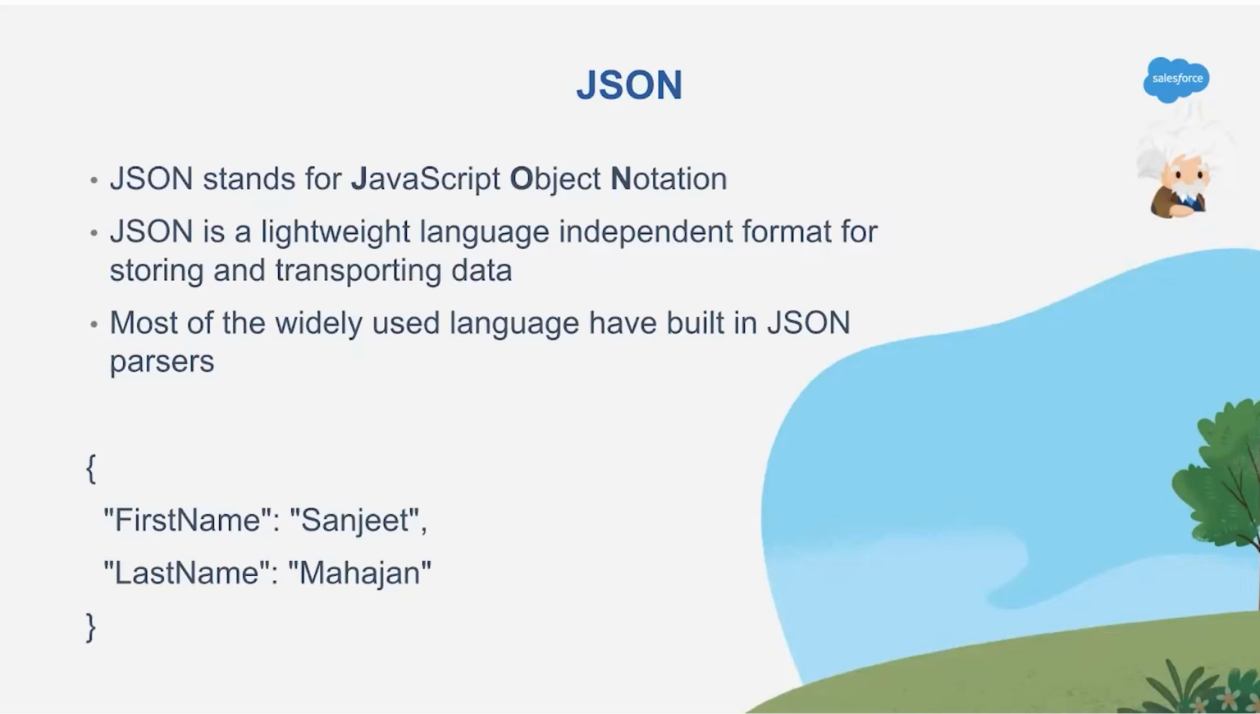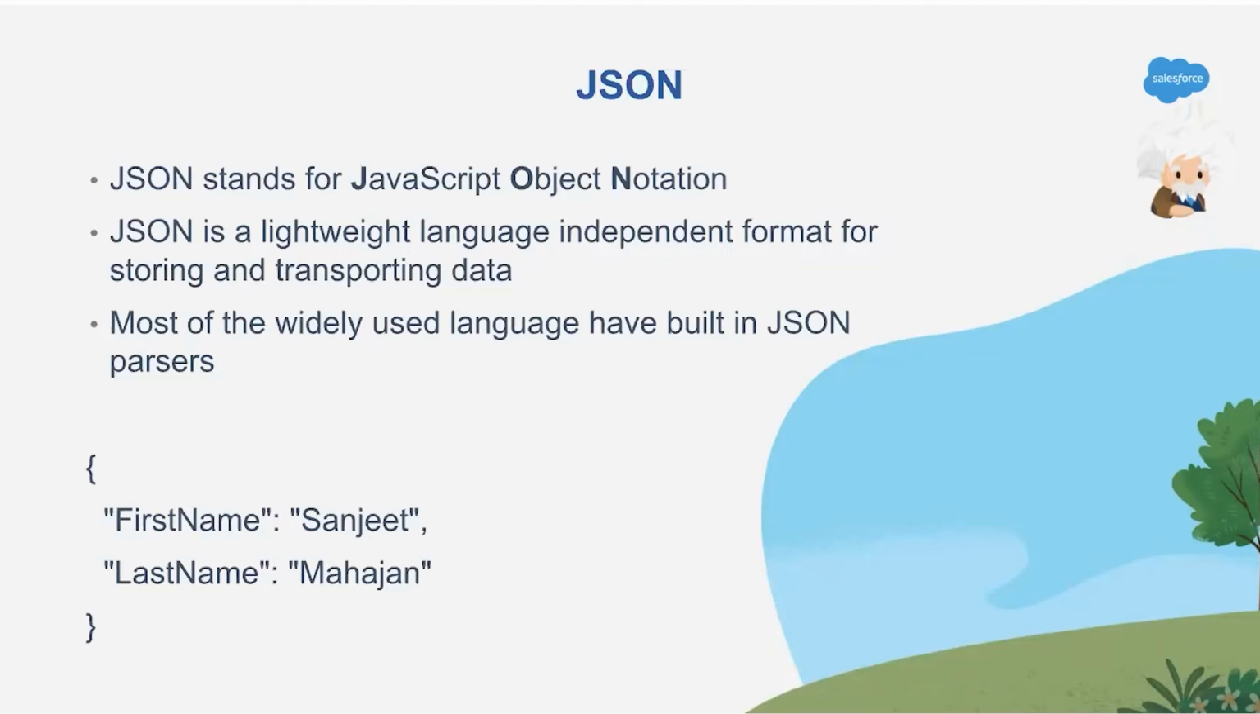So we have JSON, right? JSON stands for JavaScript Object Notation. It is a very lightweight language and independent of format. It is not format dependent or language dependent. It is widely used across all programming software and languages. So it is a common lightweight language used to integrate different systems together, and most of the widely used languages have built-in JSON parsers, like Salesforce.